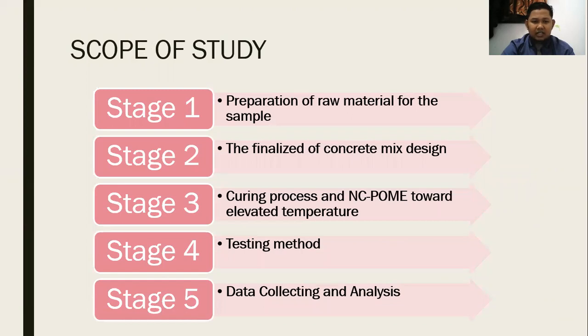For the scope of study, there are 5 stages. Stage 1 is the preparation of raw material for the sample. For stage 2, we finalize the concrete mix design. For stage 3, we do the curing process and expose the normal concrete and POME concrete to the elevated temperature. Stage 4, we do testing on the sample. And stage 5 is collecting the data and doing some analysis.